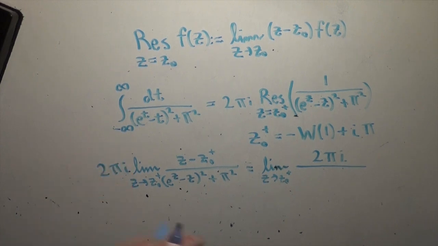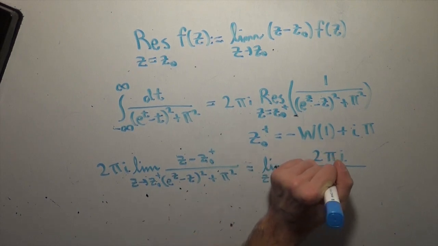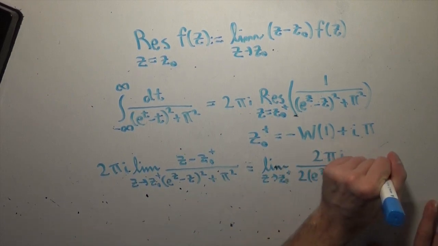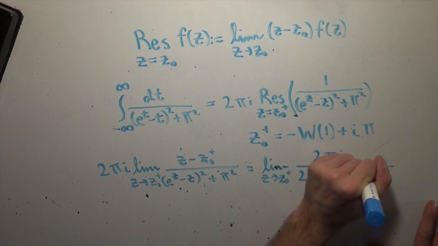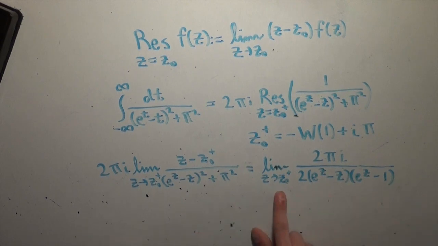2 pi i. Now in the denominator we end up with taking the derivative here, so we have something squared, so we have to bring the 2 down and keep the inside, so 2 times e to the z minus z, and then we need to multiply by the derivative of the inside. And the derivative of e to the z is e to the z, and the derivative of negative z is negative 1. And so now, because z0 plus will not make this denominator 0, we can just plug it in without any problems.